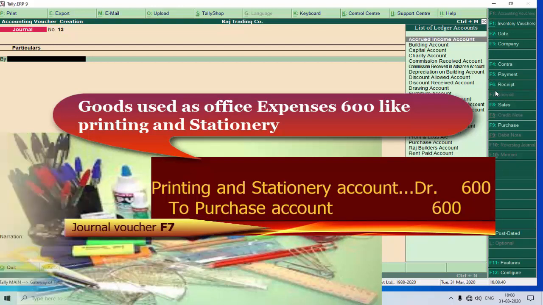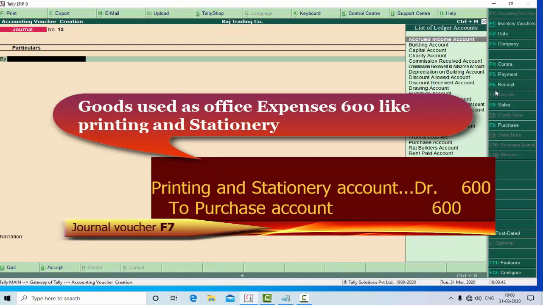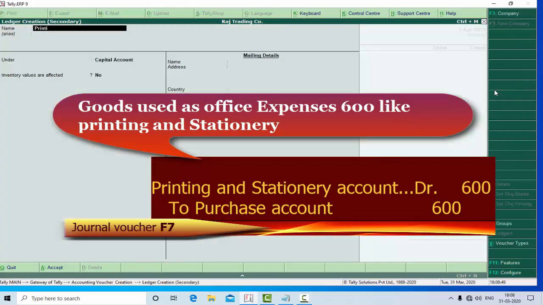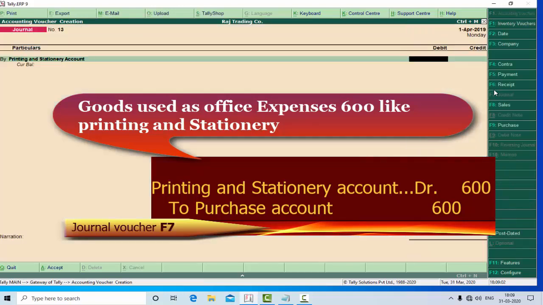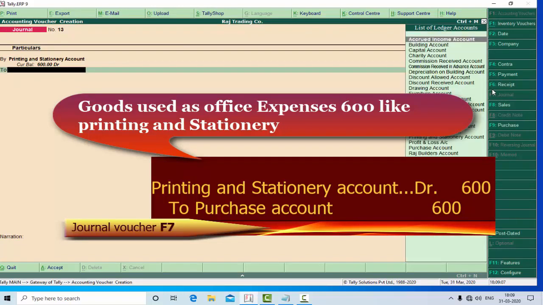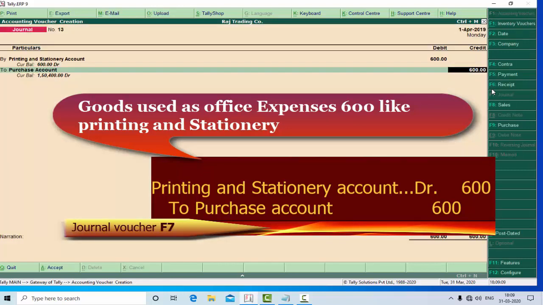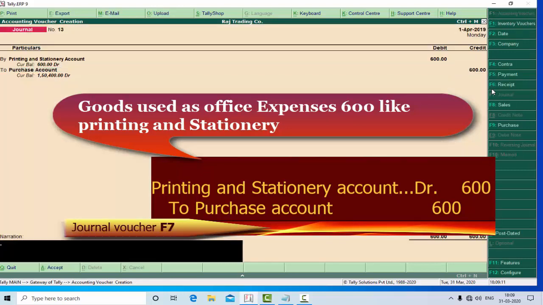When the goods of the business are used as an expense like printing and stationery, so debit that expense. Printing and stationery will be debit, and since goods of the business are used, credit the purchase account. Again the entry will be recorded in this journal voucher, and the printing and stationery expense in which we use those goods will be debit. Printing and stationery will be debit, an indirect expense of the business. I think you understand. And the amount will be 600 and credit the purchase account again.